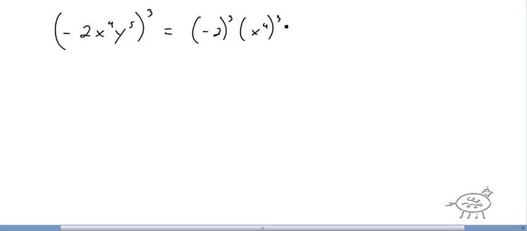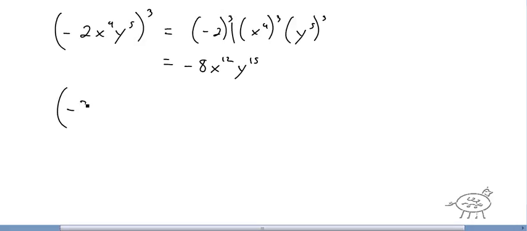All right. So here's another one here. Negative 2x to the 4th, y to the 5th, to the 3rd power. So it's pretty easy. Negative 2 to the 3rd, x to the 4th to the 3rd, y to the 5th to the 3rd. And again, if you put that in your calculator, be careful, use the parentheses, but think about it. Is it going to be positive or negative? Well, it's going to be negative because it's an odd power. And 2 times 2 times 2 is 8, so it's negative 8. Then it's x to the 12th, y to the 15th.